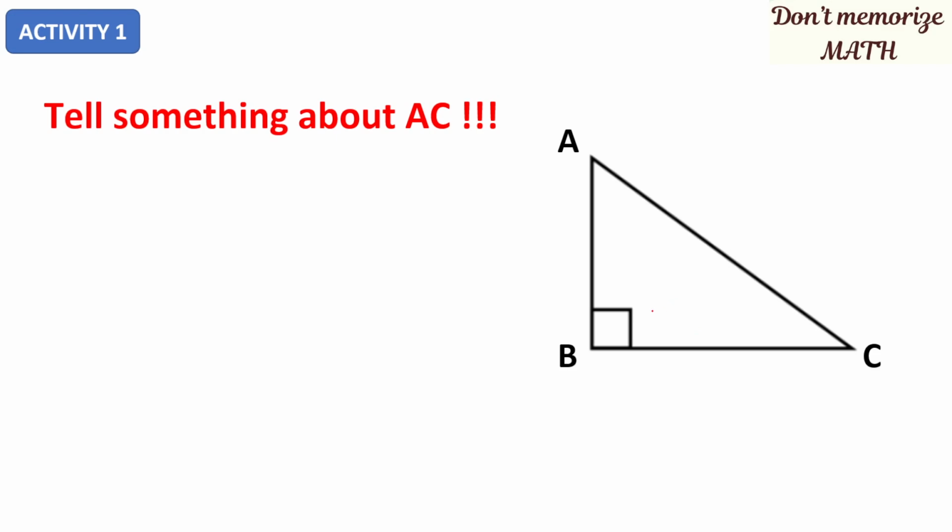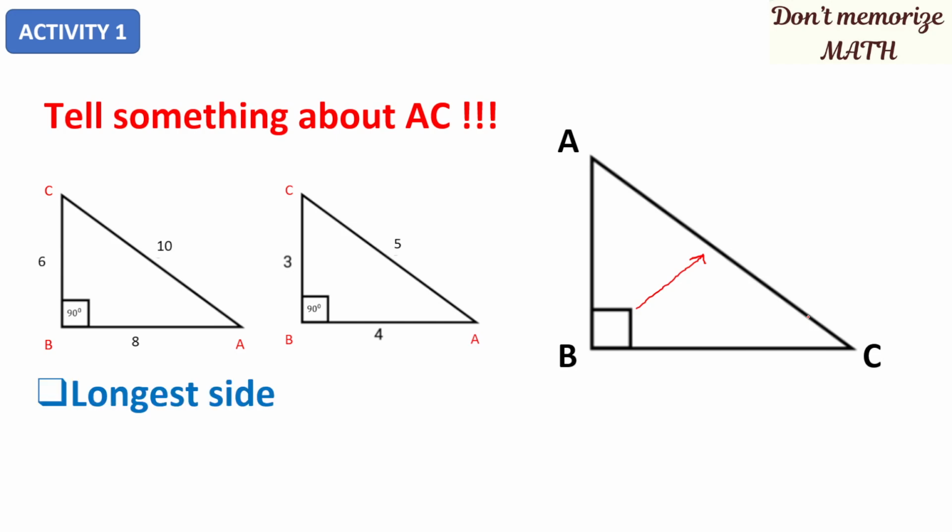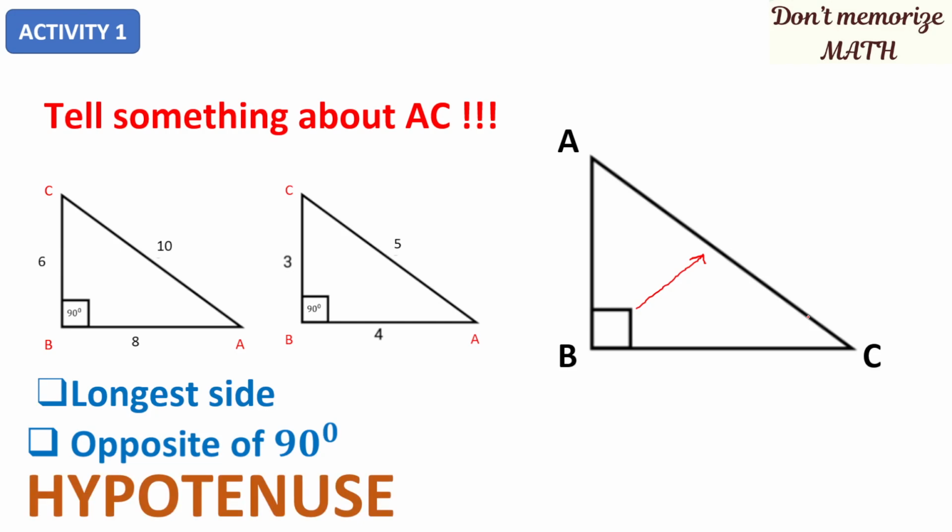Opposite of 90 degree will be the longest side. The longest side of the triangle will always be opposite of 90 degree. This side is called hypotenuse. Identifying hypotenuse is very important for Pythagoras theorem. Talking about AC, AC is the longest side opposite of 90 degree, and it is called hypotenuse. I hope it is clear for you.